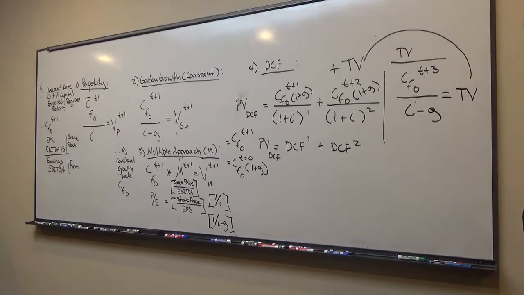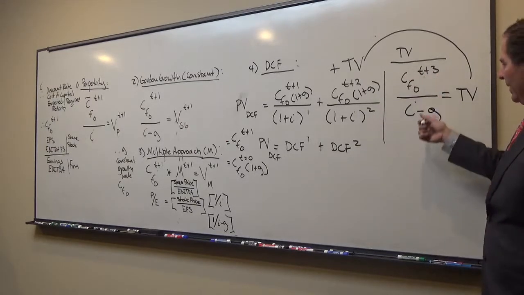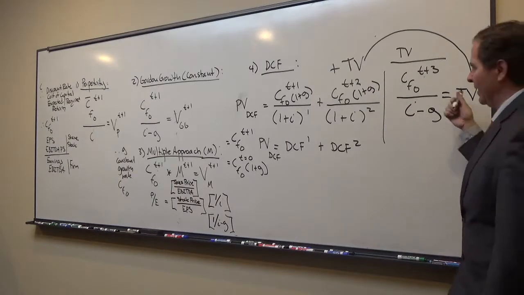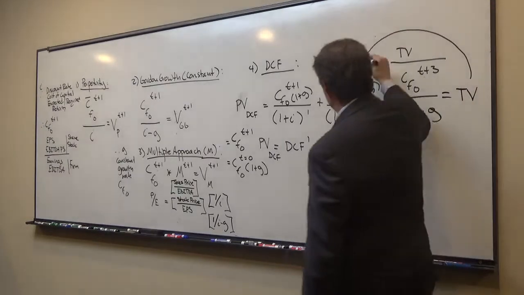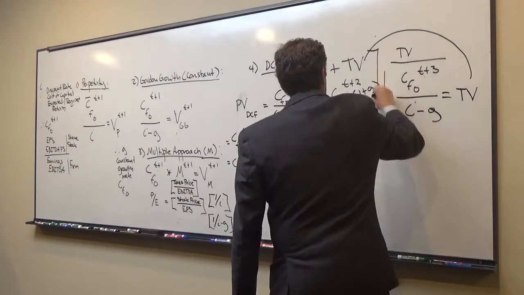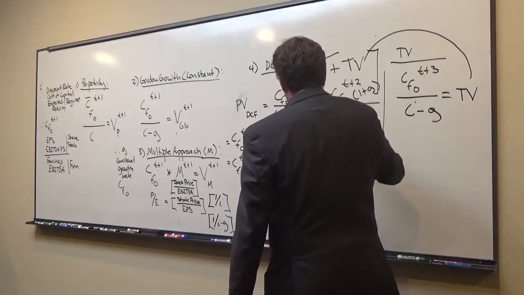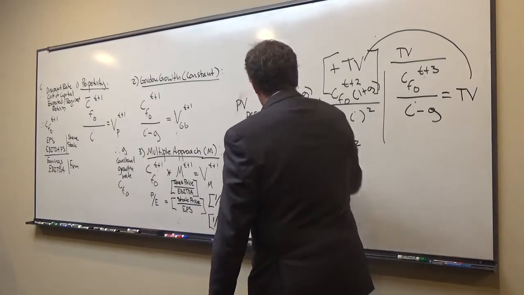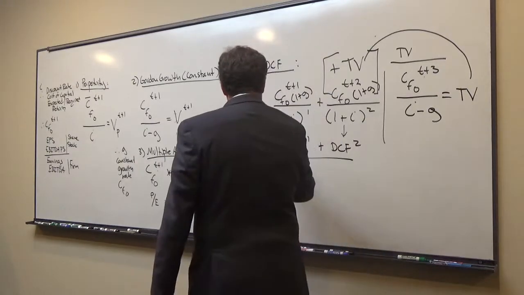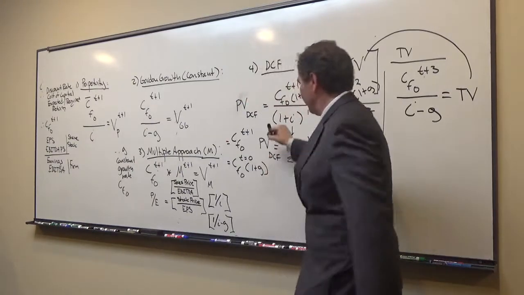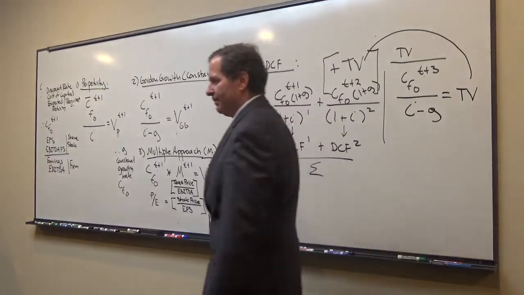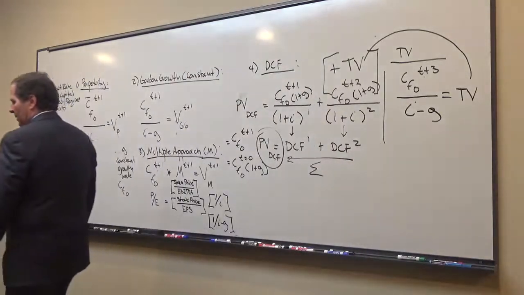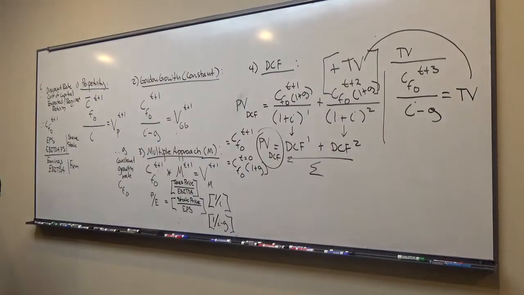So you've got to grow it out one more year and then apply the perpetuity Gordon growth, get the TV, and take the TV and add it to these two. And then discount it back. And then sum them up. Get the TV. Boom.